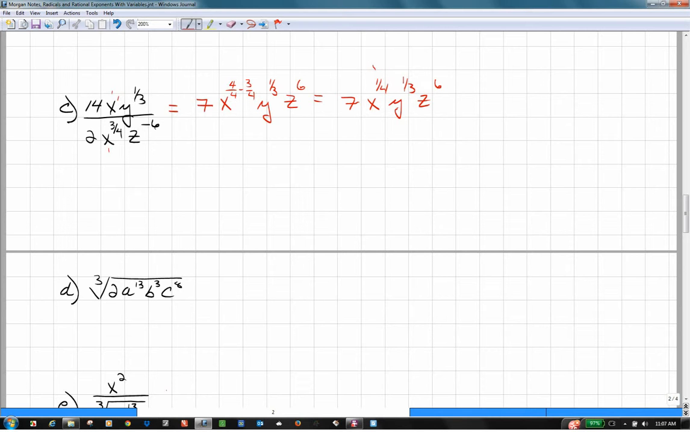Then I have z to the -6 down in the denominator. No negative exponents, so the way to get rid of this negative exponent on the z is it goes up to the numerator position, giving me z to the 6th. Okay?